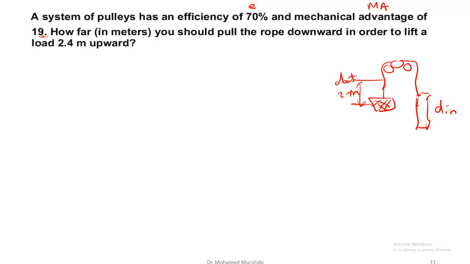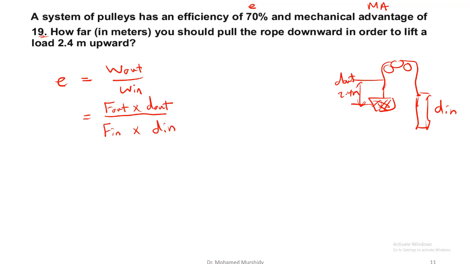How to solve such a problem? I would just write the equation of the efficiency at the beginning. I would say efficiency E equals W out over W in. And we don't have the work done, but we have force and distance. I would say it's F out times d out over F in times d in. The problem is we don't have F out and F in, but we have the mechanical advantage.